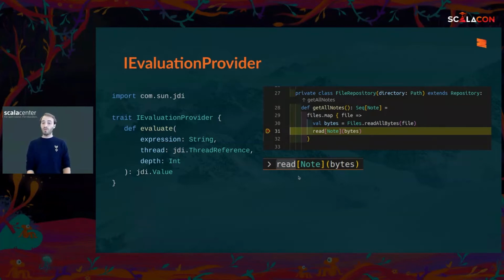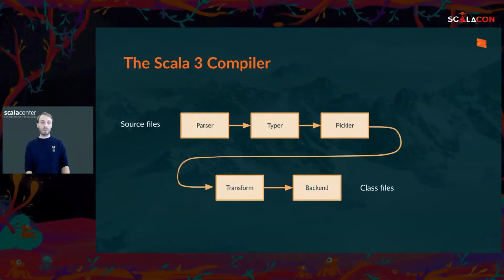So to do all of that, we already have some tool, and that tool is the compiler itself, the Scala 3 compiler. And this is basically how the compiler works. It's a simplification. Compilers are made of phases. The first phase is a parser. It takes the source files and transforms them into trees, abstract syntax trees.